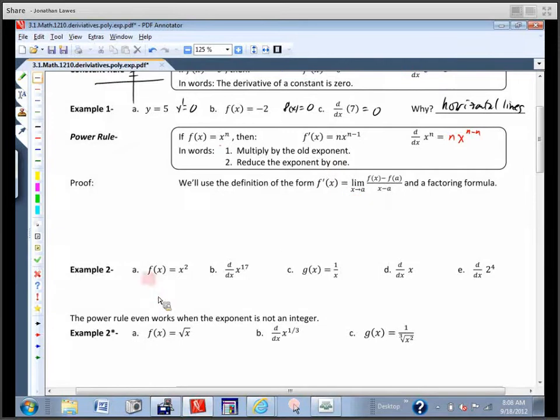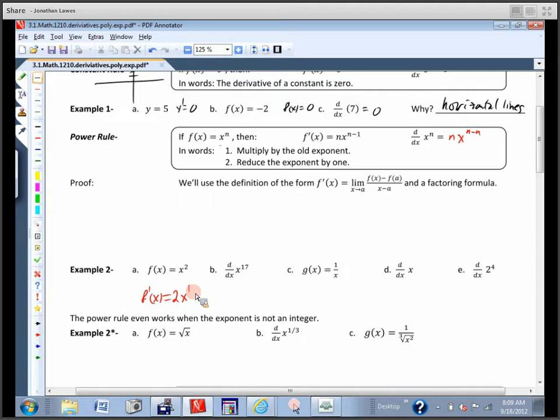So I like to do things in steps. I like to have sentences and phrases that describe what we're doing. Okay? It can be helpful, especially when we're going to undo these in a couple chapters. Okay? So we multiply by the old exponent, reduce the exponent by 1. So I'm going to do one example really quickly, and then I'm going to do a quick little proof. This one's hopefully not too bad.